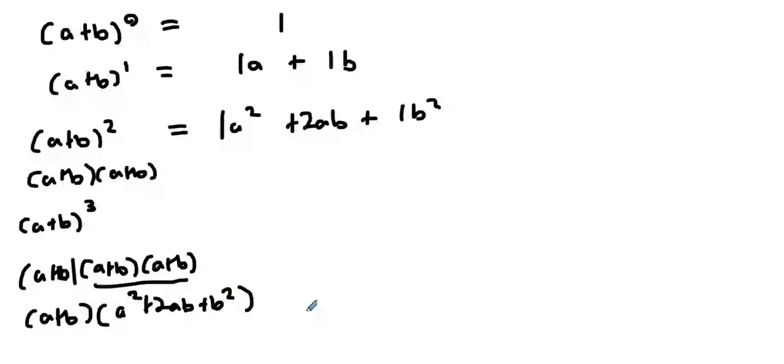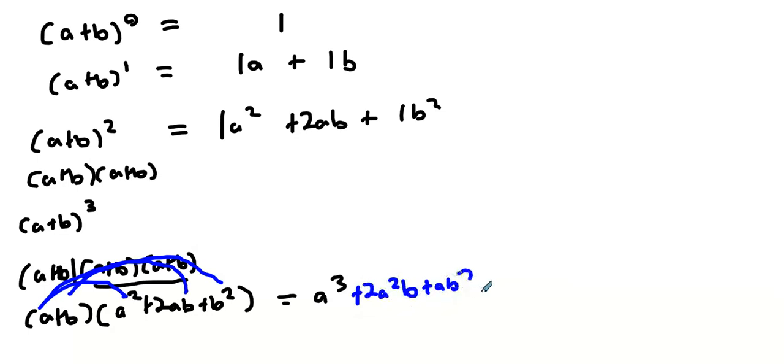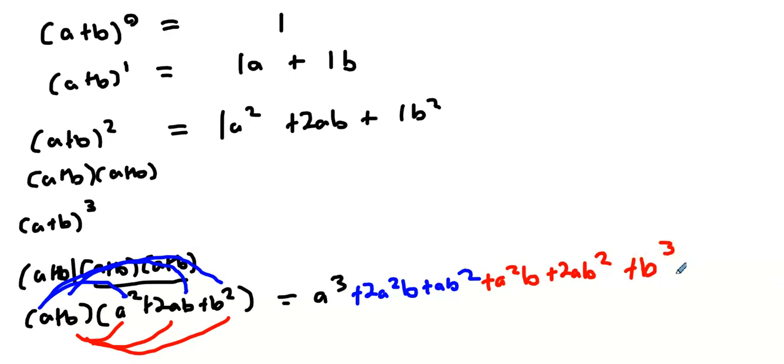We multiply this out again, and what do we get? a cubed, where am I getting the a cubed from? See the blue lines I'm drawing now? Everybody see the blue lines? I'm doing them now. So it's going to be 2a squared b, then after that, ab squared. Now I'm drawing the red lines. What's the answer for the red lines? a squared b, 2ab squared, and finally b cubed. Everybody cool with that?